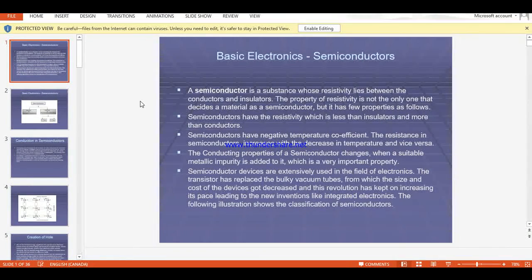The transistor has replaced the bulky vacuum tubes, due to which the size and cost of devices got decreased, and its revolution has kept on increasing its pace, leading to new inventions like integrated electronics. The following illustration shows the classification of semiconductors.